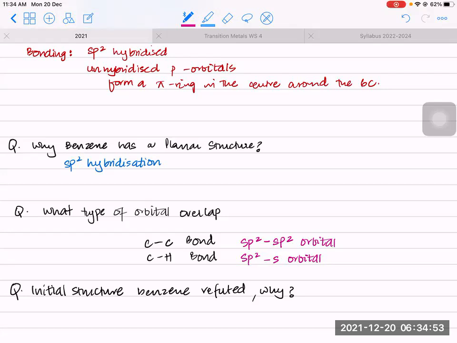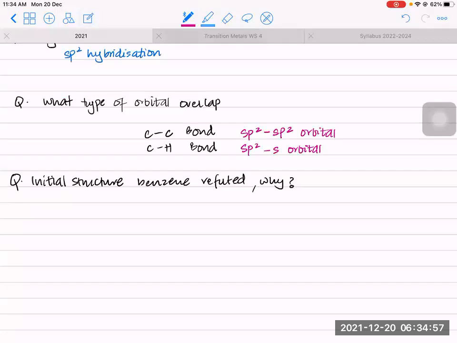Clear? Then let's see the next question, which is why was the initial structure of benzene refuted? They rejected this initial structure. This is the initial structure of benzene, right? And this was refuted, and this is now the acceptable structure of benzene. So why was this initial structure refuted? And why is this now the acceptable structure of benzene?